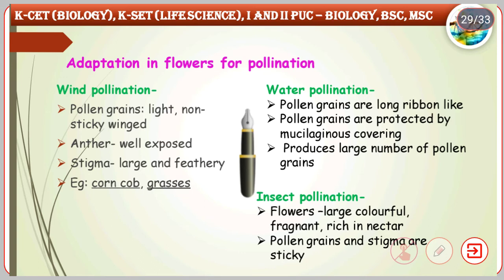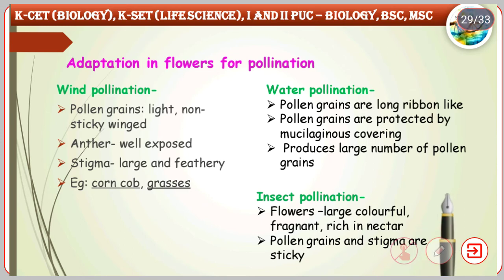So in water pollination, the pollen grains are very long and ribbon-like structures. Okay, very long and ribbon-like structures. And these pollen grains are protected by a mucilaginous covering, means a jelly-like structure that covers the pollen grains in water pollination. And the next point is that it produces a large number of pollen grains. So in water pollination, the pollen grains are very large in number when compared to wind pollination.